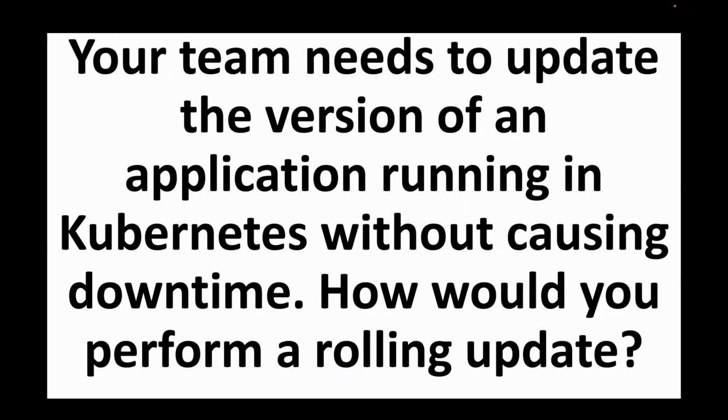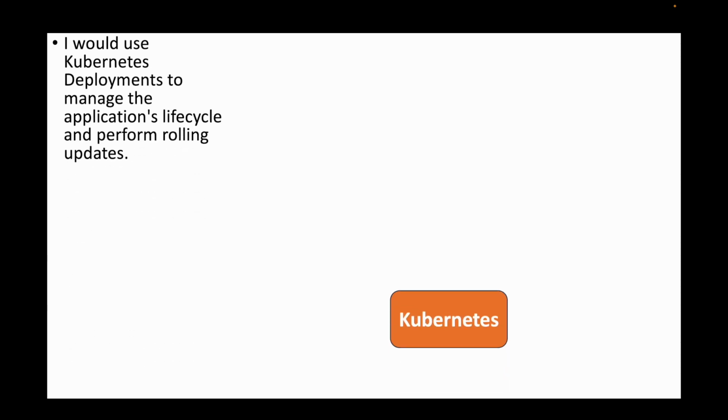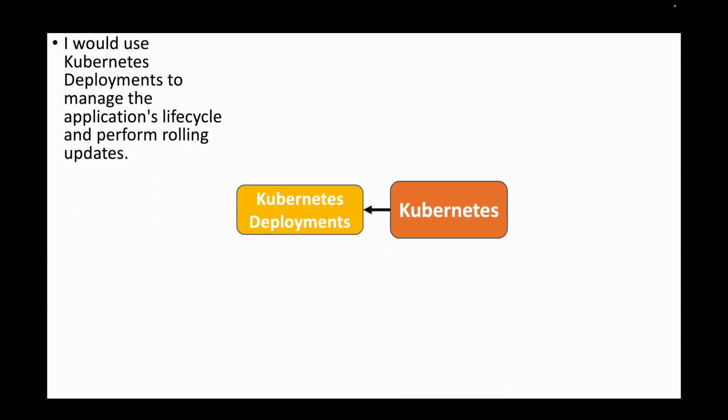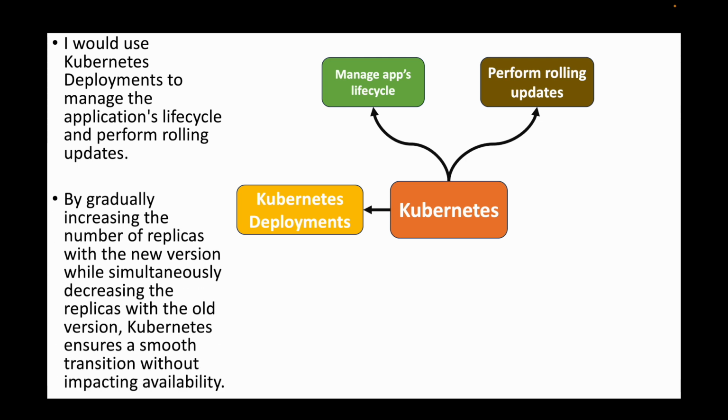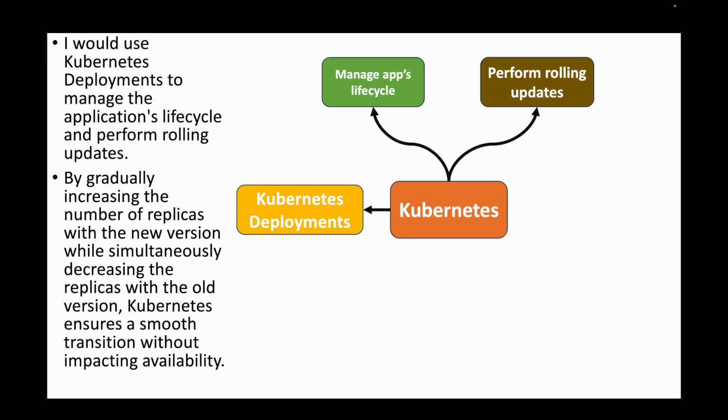The next question we have is, your team needs to update the version of an application running in Kubernetes without causing any downtime. How would you perform a rolling update? For this, again, we will make use of Kubernetes deployments. Deployments mainly help us to manage the application's lifecycle and also perform rolling updates. So whenever we talk about performing rolling updates, we can make use of deployments in Kubernetes. How will we be doing this?